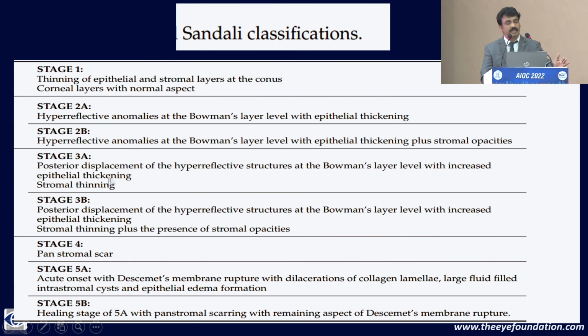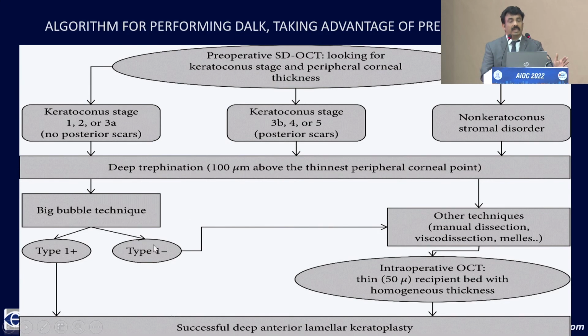So up to stage 3A, you can safely go ahead and do a type 1 big bubble technique, and beyond that, because of the posterior stromal opacity, the chances of type 2 big bubble formation are high in these cases. So it is better you go ahead with the layer by layer manual dissection in these cases, like stage 3B onwards till stage 5.